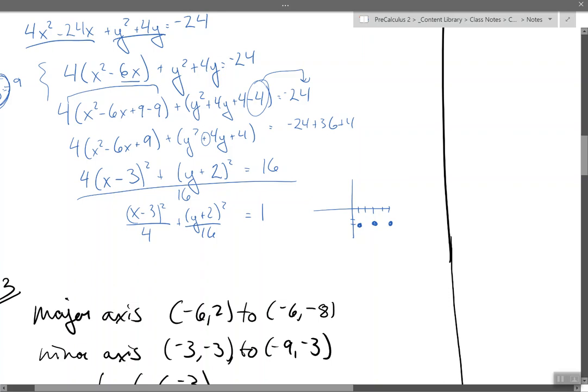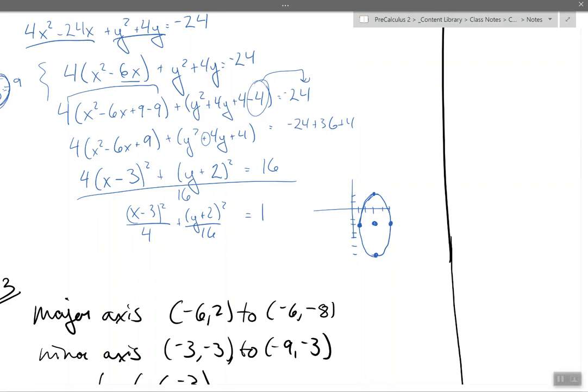For the y's, I'm going to go whatever the square root of that is, the number below the y, up and down. So the square root of 16 is 4. So I'm going to go up 1, 2, 3, 4. And I'm going to go down 1, 2, 3, 4. Okay, so there we go. It's a very small ellipse, and that's perfectly fine. And then we're going to play connect the dots with a rounded segment here. All right, there we go. Nice and round-ish. And that's our ellipse.